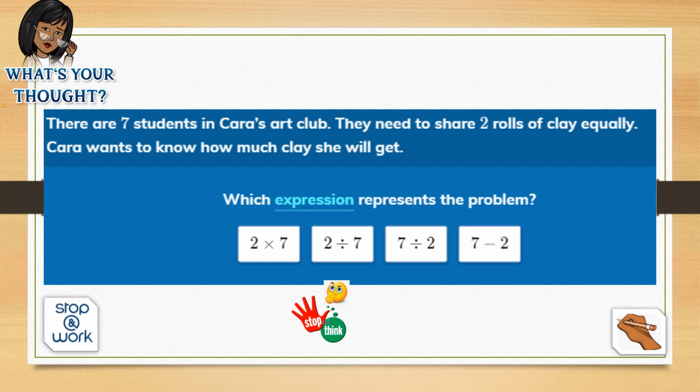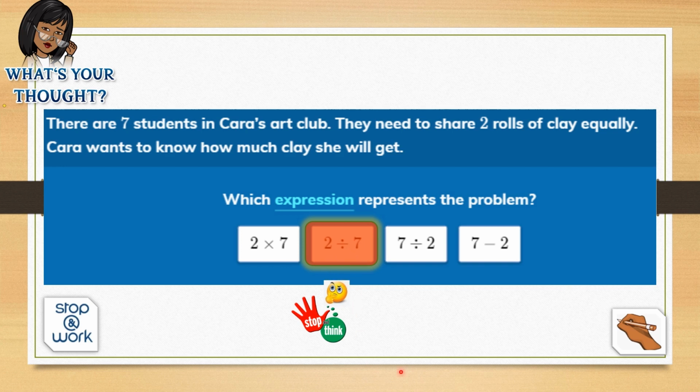Which expression represents this problem? Is it 2 times 7, 2 divided by 7, 7 divided by 2, or 7 minus 2? Pause the video at this moment to stop and do your thinking. When you are finished, you press play to continue. And the answer is 2 divided by 7.